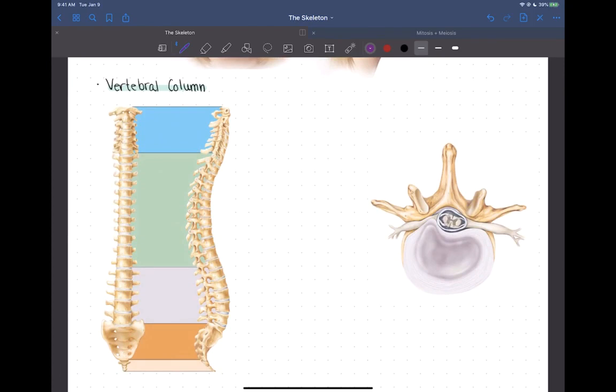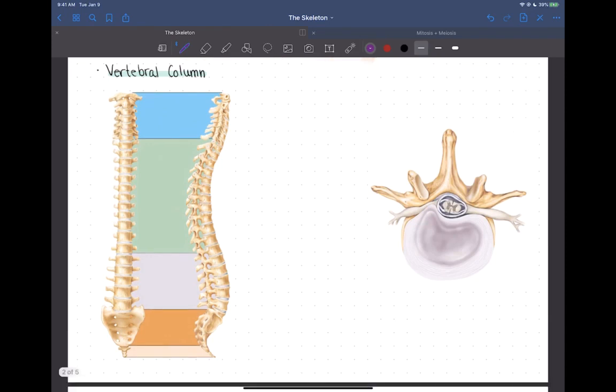Okay, so with the vertebral column, we divide the vertebral column into three major sections. We'll start with cervical because it comes first. So we have our cervical part of the vertebrae. This is going to contain 7 cervical vertebrae. So there's 7 cervical, and then we move down to thoracic. That's in kind of this green region. So these are thoracic vertebrae.